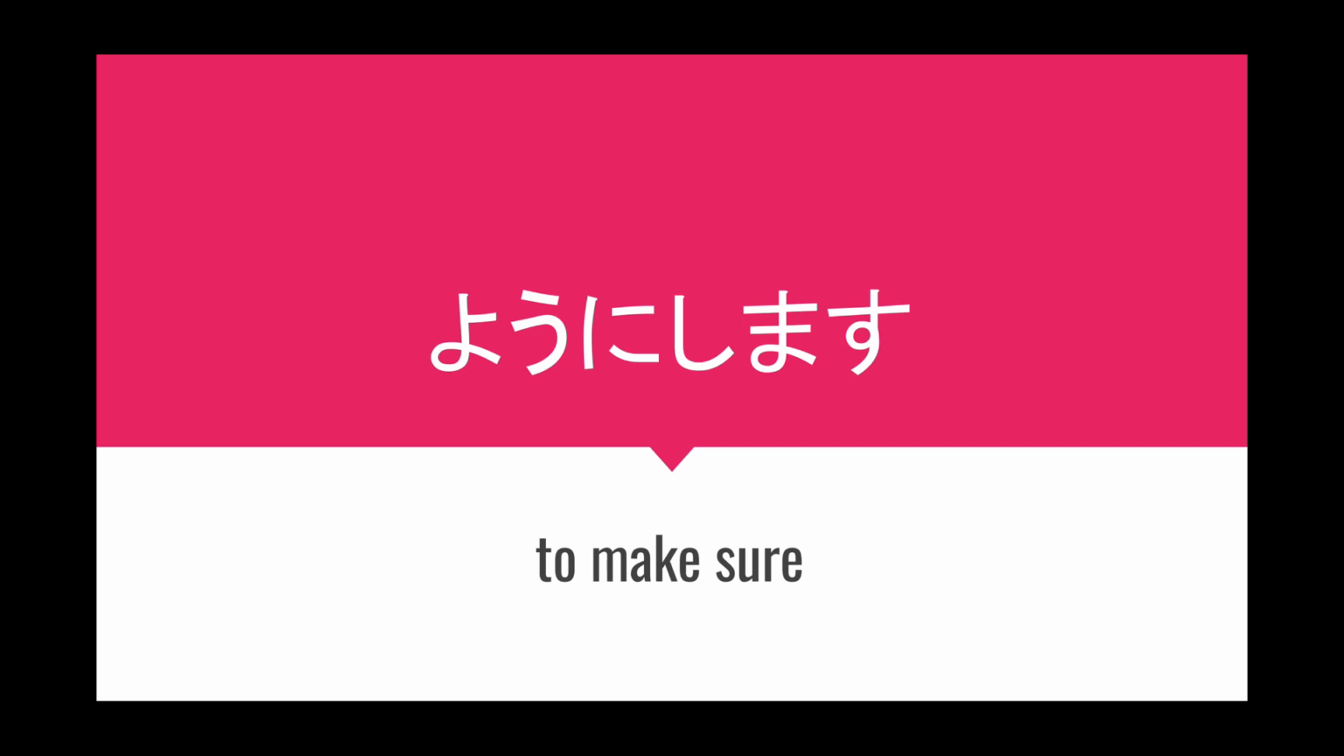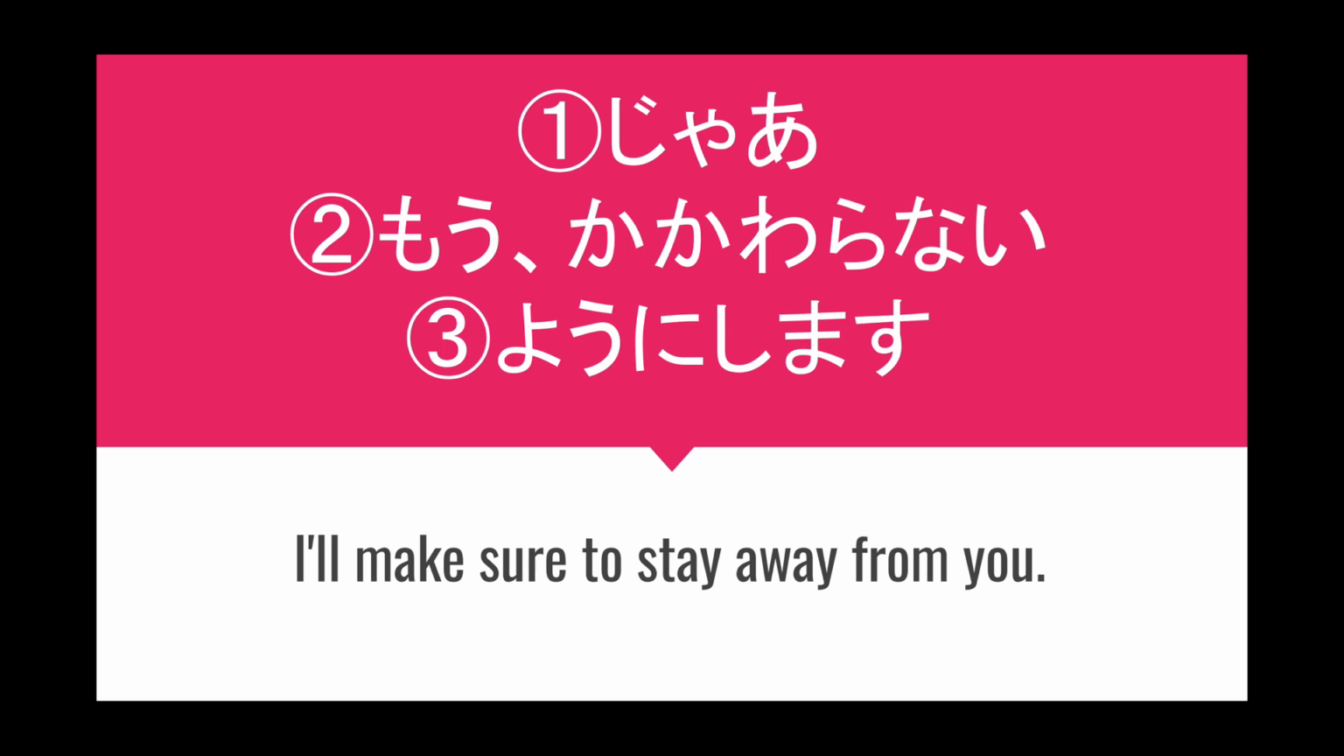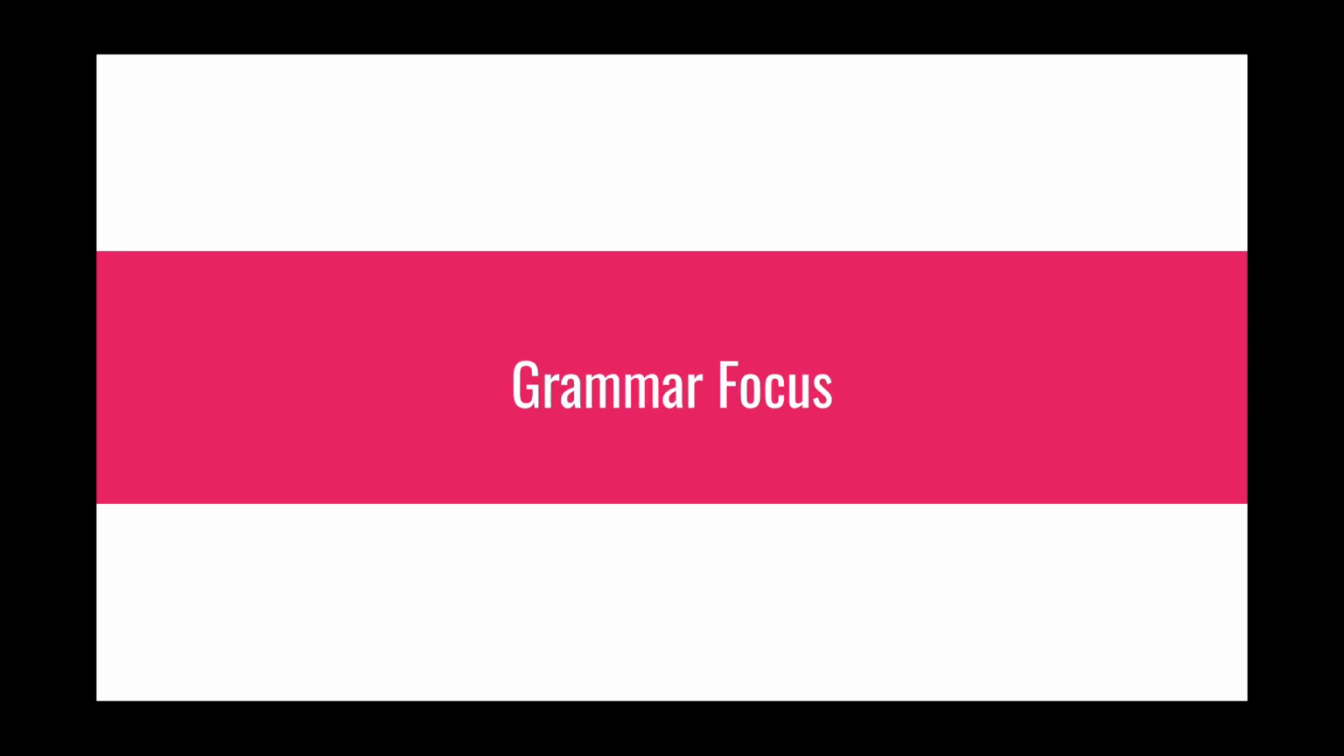And then here's the last part, and we're gonna focus on this part later. ようにします, to make sure. So adding this at the end would mean like I'll make sure to stay away from you. That would be the translation by meaning. So today the focus is on the end part. I remember this was always included in N4 grammar, so it would definitely help you to elevate your Japanese.